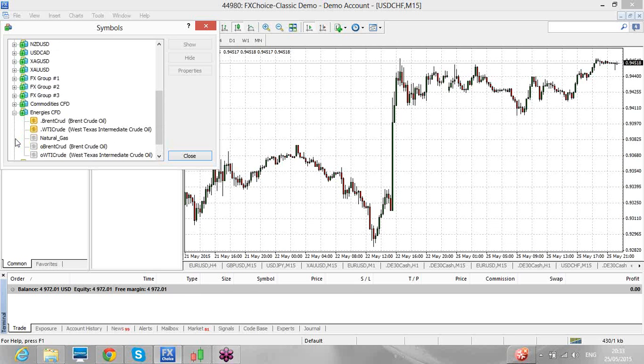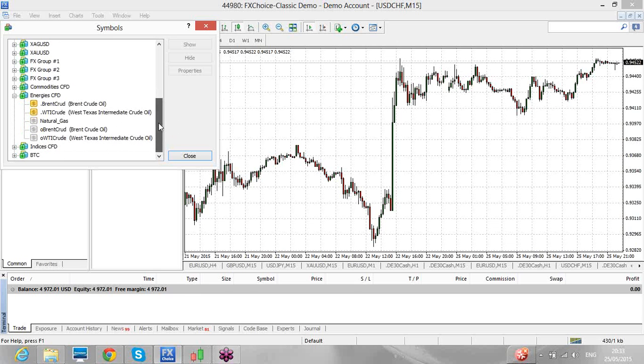And then click the plus sign for your energies, and this will bring up your energies. So Brent crude, that's oil, and WTI crude, that's West Texas Intermediate crude. So if you are trading oil, be aware that there's two types of oil. There's Brent and there's WTI, which is the West Texas Intermediate, and the prices will vary. So be aware of which oil price you're looking to trade. And below we have natural gas. To minimize, just click the minus symbol.